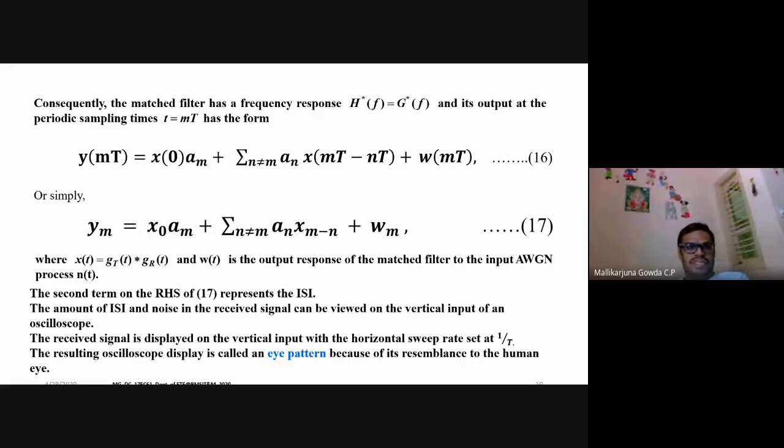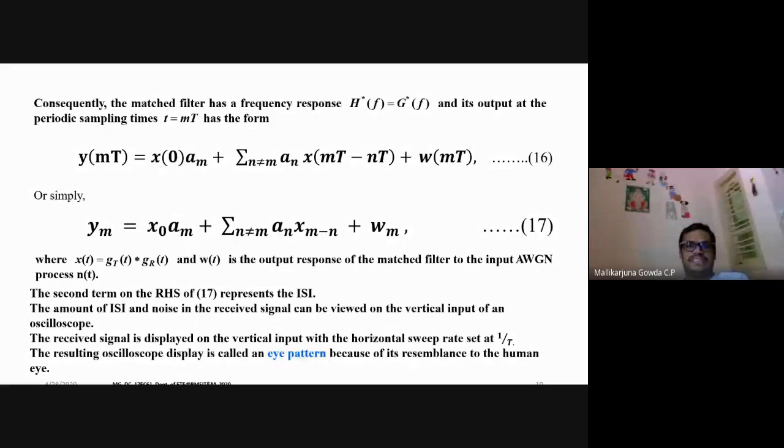Here X of t is GT of t converted to GR of t, so X of t is the output of the receiving filter, and W of t is the output response of the matched filter to the noise as the input. So the second term in this equation represents what?